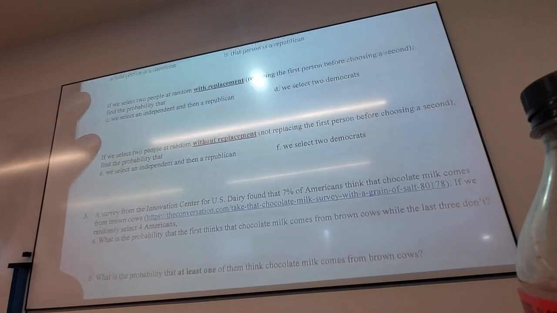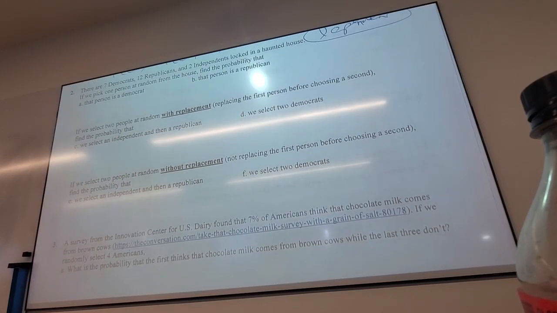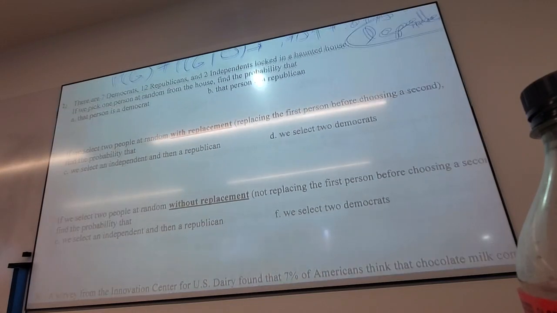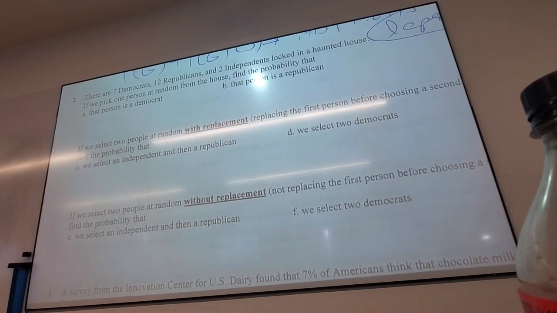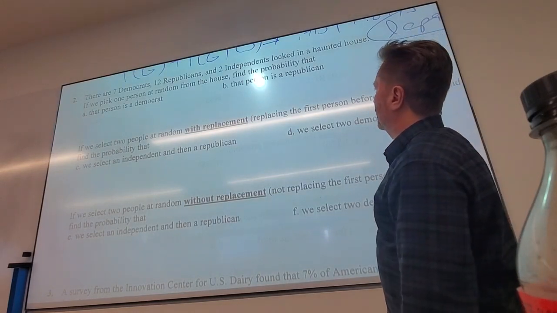All right. Number 2. Let us all live out of fantasy. I'm sure we all want to throw some politicians maybe in worse places than a haunted house. But the nice thing is on part A, we get to put them back in. So 7 Democrats, 12 Republicans, 2 independents locked in a haunted house.